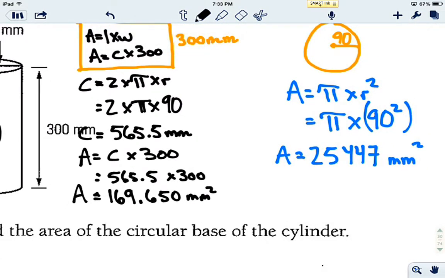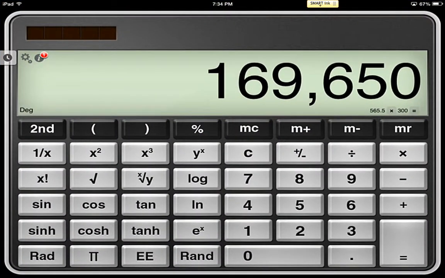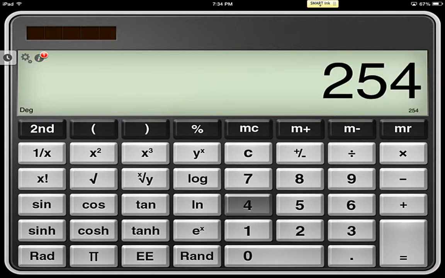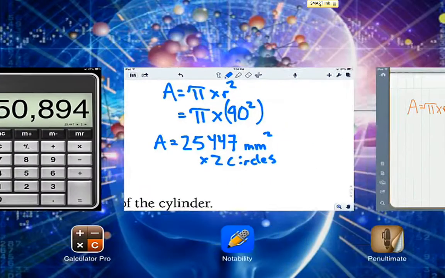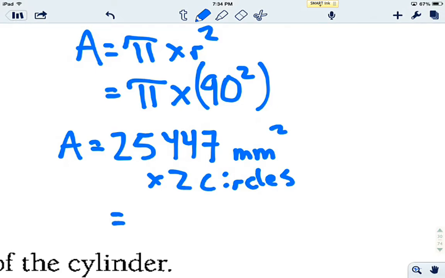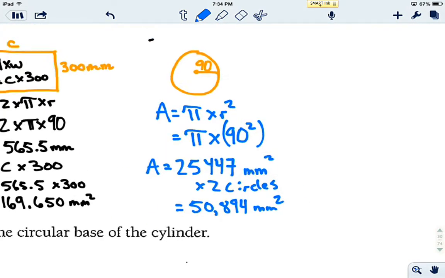Okay, we are almost done. We know that there are 2 of these circles, so if we want to find the total area, we have to take this value and multiply it by 2. So 25,447 times 2 gives 50,894 millimeters squared. That's all the area for the circles, and we have all the area for that rectangle.